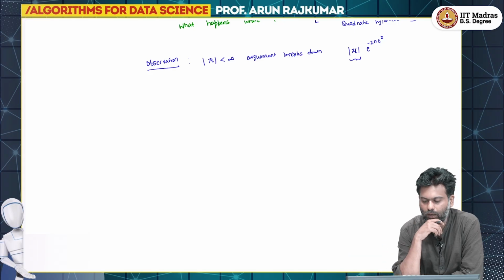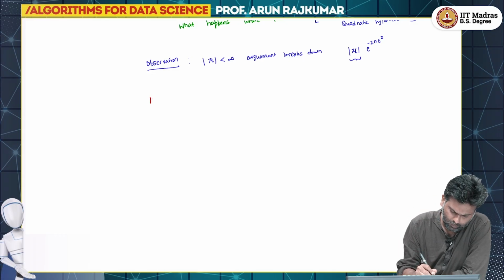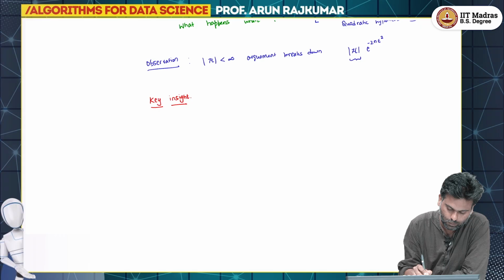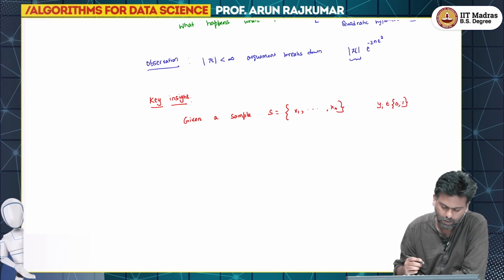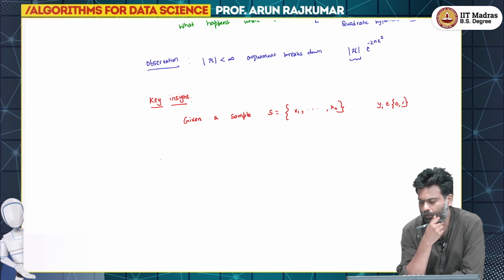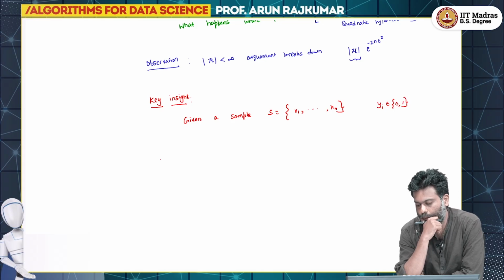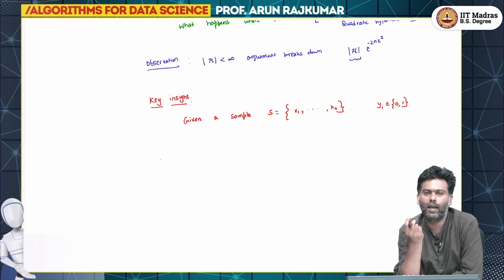So we need some other way to argue what happens when you have an infinite hypothesis class. And the key insight for this is the following. Let's say we have some training sample, given a sample, let's call this S, x1 to xn. Of course, each yi is in the label space, which is 0, 1. Now we are labeling each data point as 0 or 1, and there are n such data points, right.